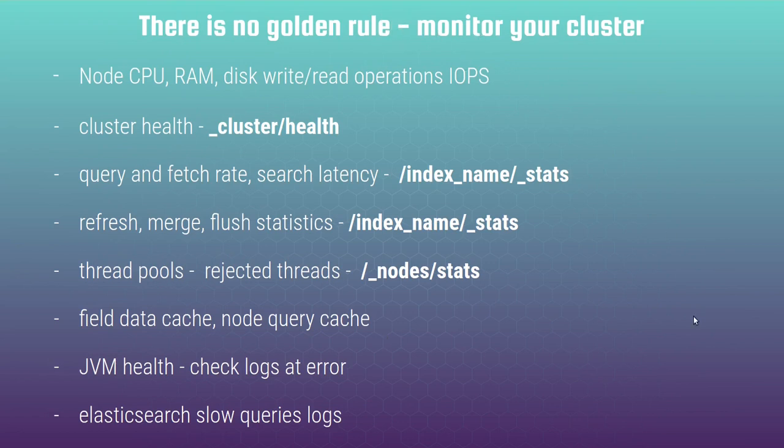So what are the most essential parameters for monitoring? First of all, that is node CPU, RAM and disk read-write operations. You have to monitor it constantly. Another thing is cluster health. As we already know, it can be in 3 states: green, yellow and red. And you can use the cluster health API for those checks. Another essential thing is query and fetch rate and also search latency. Several words about those rates.